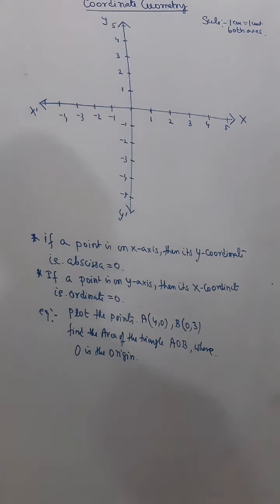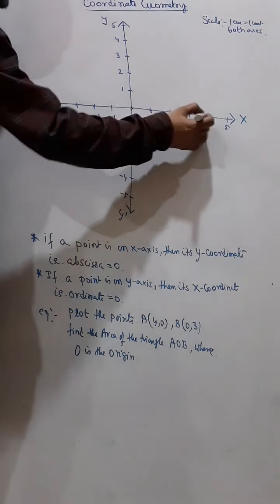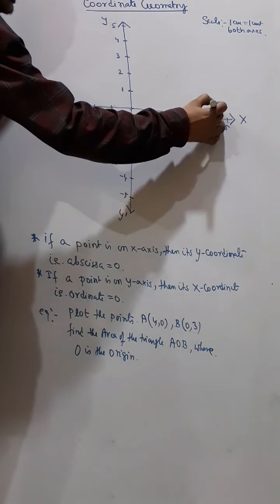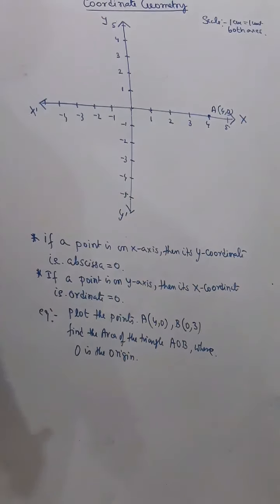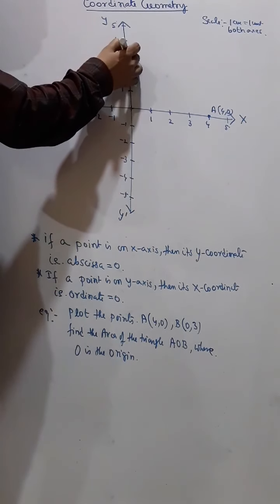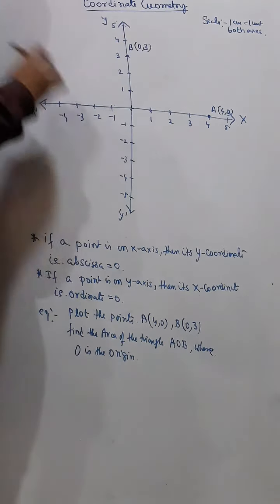And then they told to plot the point A(4, 0). So you can understand, A(4, 0): x is 4, y is 0. So this point is A, and it is (4, 0). Then they told B(0, 3). Now B is (0, 3). So this point is B, and it is (0, 3).